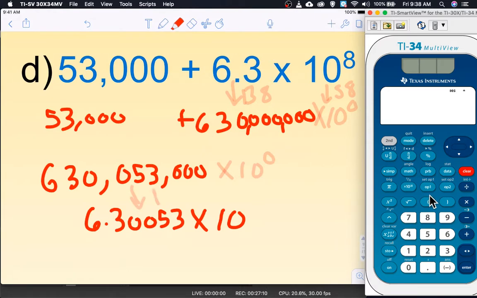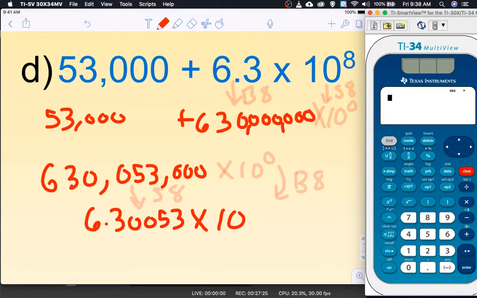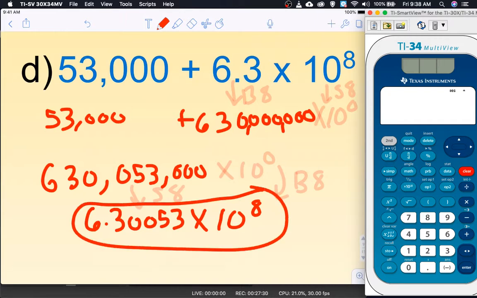This piece got, I almost did it again, smaller by 1, 2, 3, 4, 5, 6, 7, 8 places. So he gets bigger by 8 places, giving us 10 to the 8th power. And we're done.